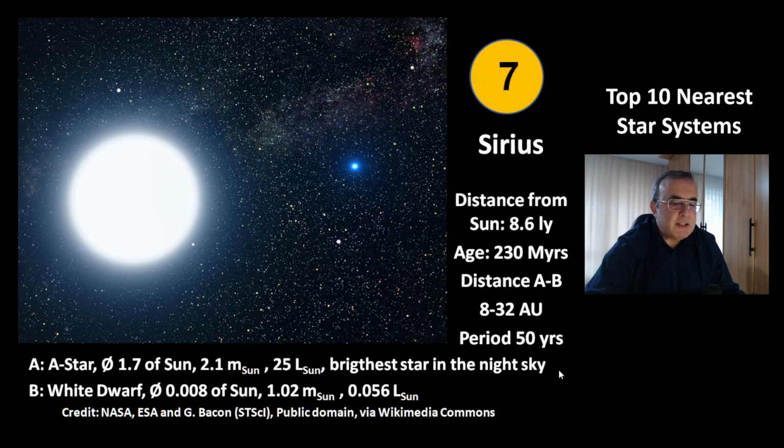Sirius B is a white dwarf. It is more comparable to the size of the Earth than the Sun, but it has about the mass of the Sun, and that's a tiny fraction of its luminosity.